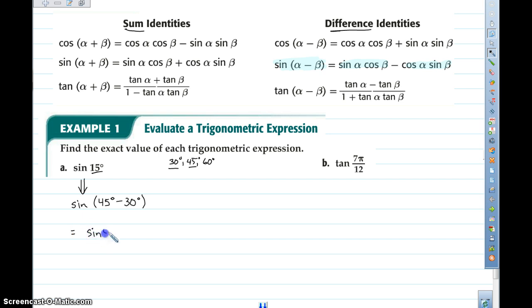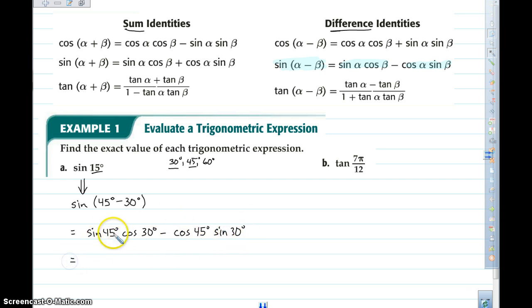sine of 45 degrees times the cosine of 30 minus the cosine of 45 degrees times the sine of 30. Okay, just be real careful about what you're plugging into where. Alpha was our first term, beta was our second. So all the alphas become 45s and all the betas become 30.